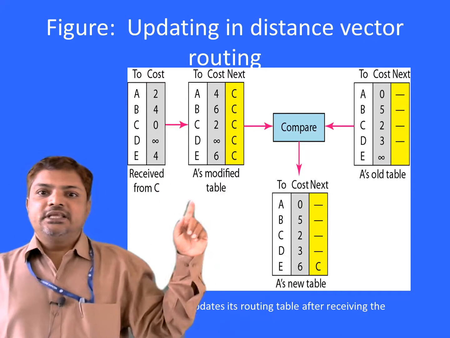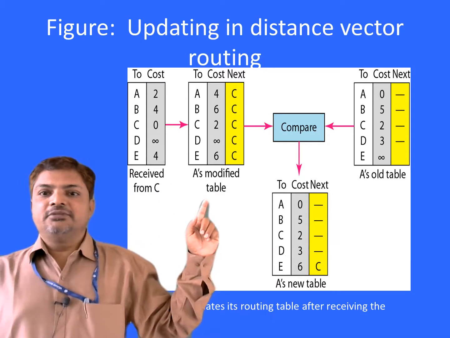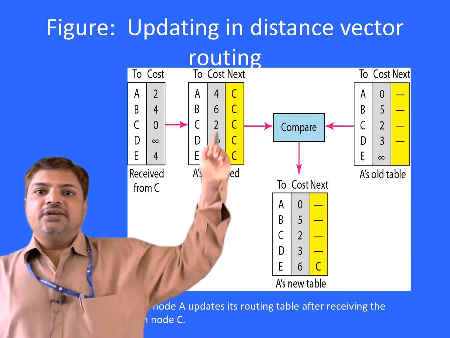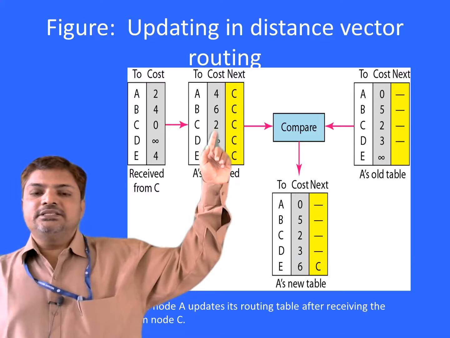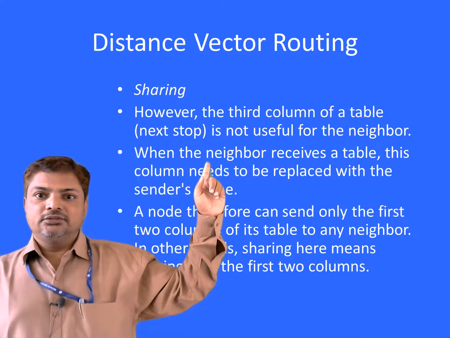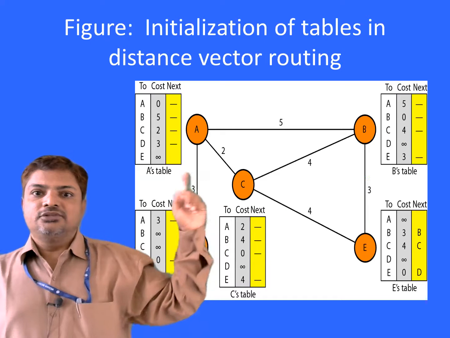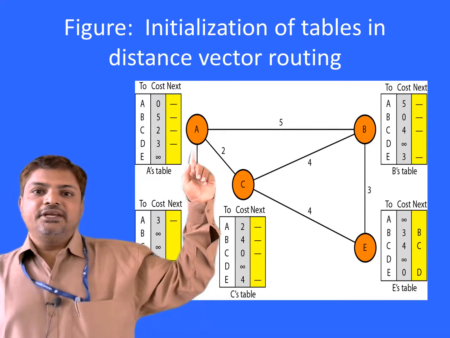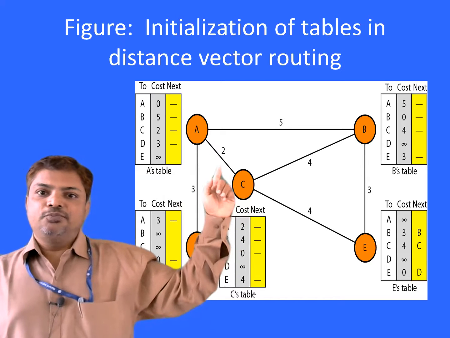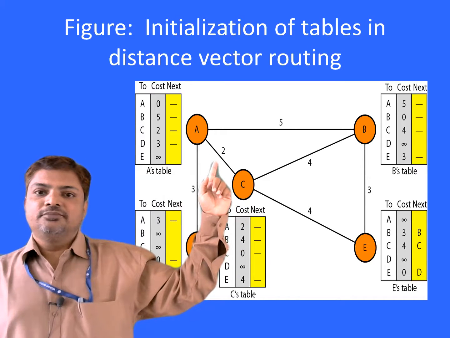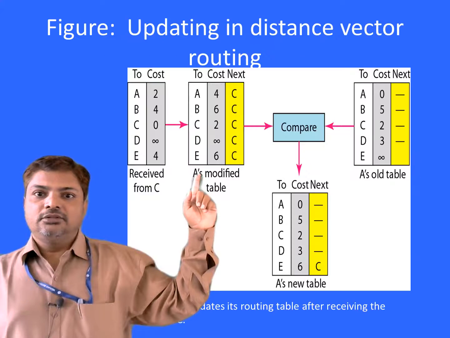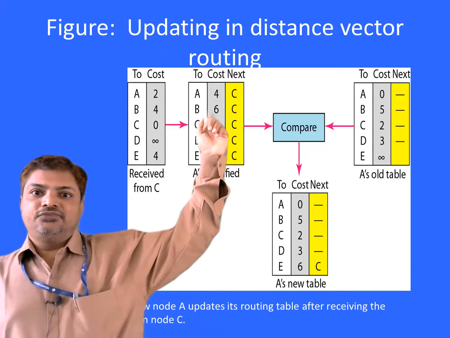Now, what it does is, it makes A's modified table. So the cost to reach A to A through C is 4. I will explain that. The cost to reach from A to A through C is 2 plus 2, which means 4. So this 4 is filled here.